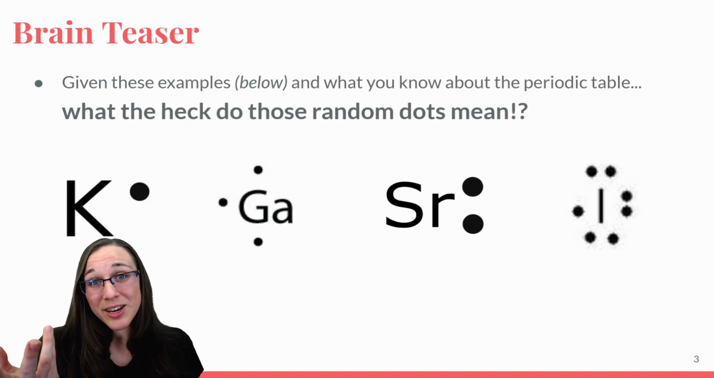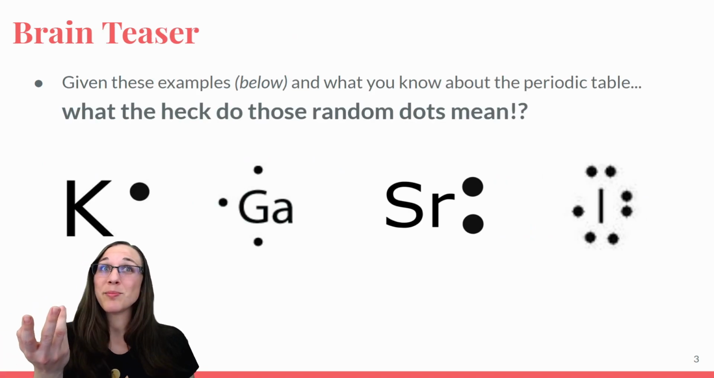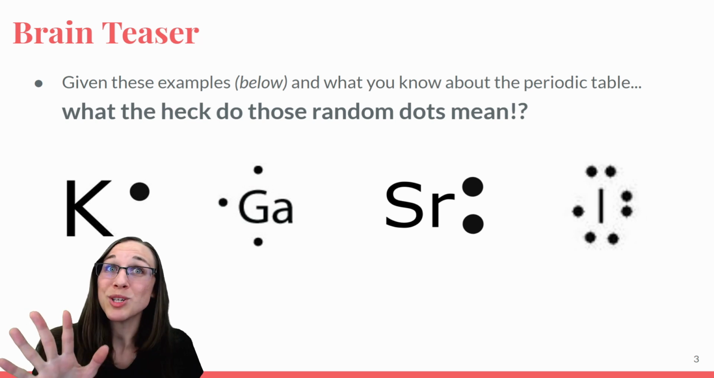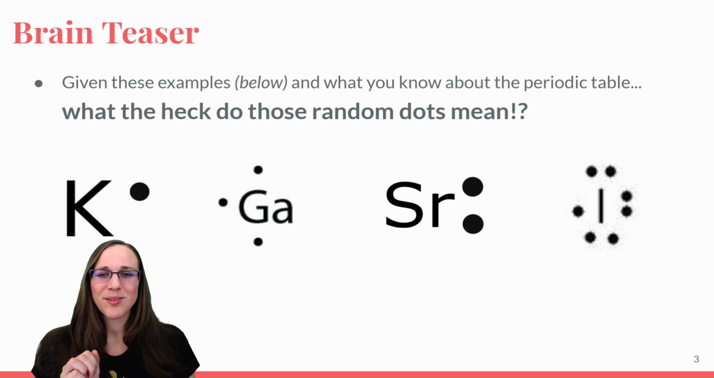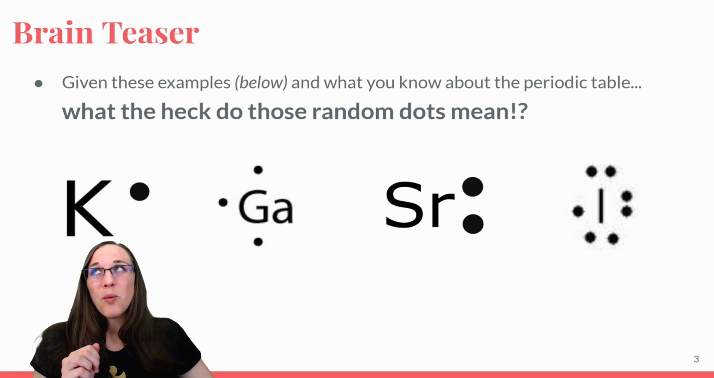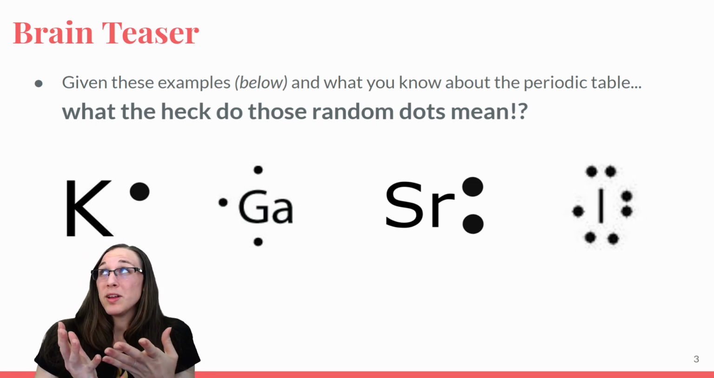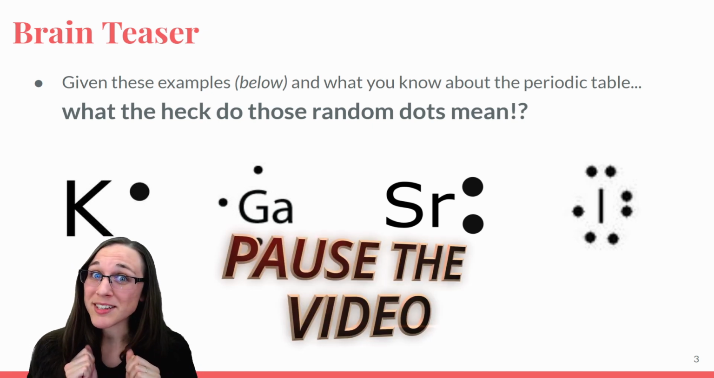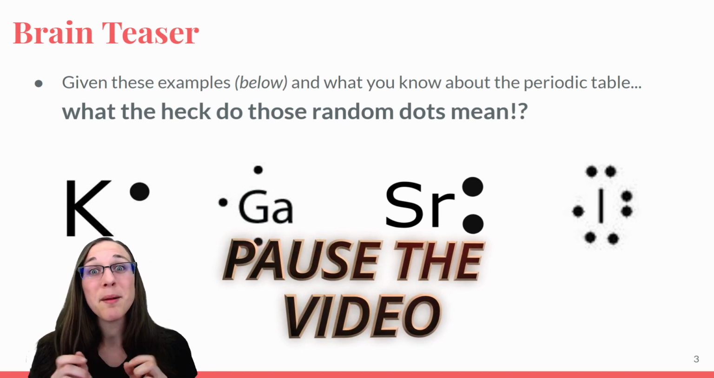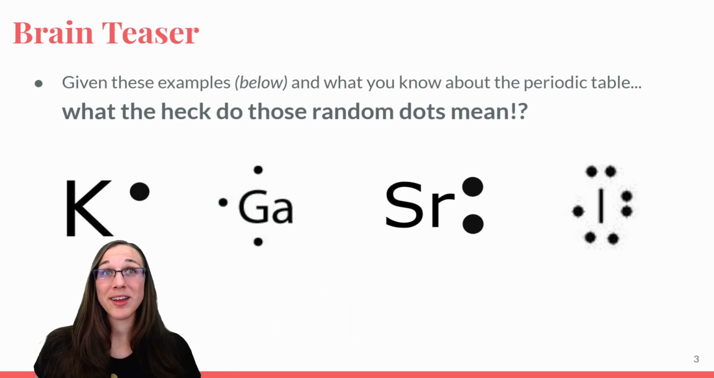Given what you already know about the periodic table from the previous lessons from me that of course you watched, what the heck do these random dots around these atoms mean? What would be your best guess as to what these dots would symbolize? Spoiler alert, I'm going to tell you what the dots mean, so if you don't want to know what they mean yet, pause the video now. Okay, let's jump right into what the heck these dots mean and how they apply to Lewis dot diagrams.